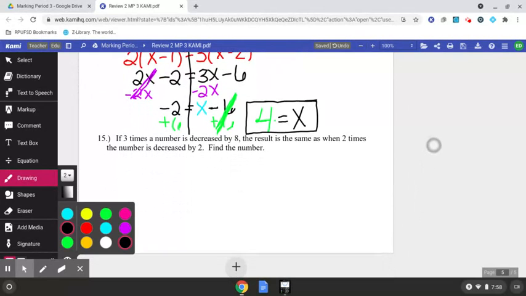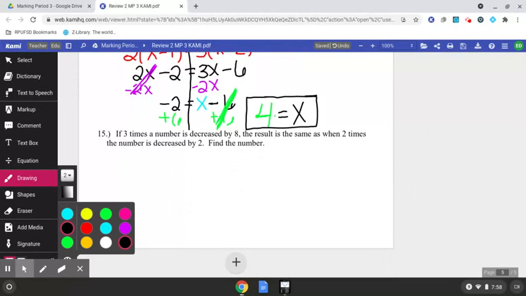Okay, and then that last one, last word problem here, it says if 3 times a number is decreased by 8, the result is the same as when 2 times the number is decreased by 2. Find the number. So here, they're only talking about one number. So I can say that x is equal to the number. They're only talking about 1 here. So when I take my words and I translate them, keep that in mind. Anytime you see a number or the number, you're going to put an x there.